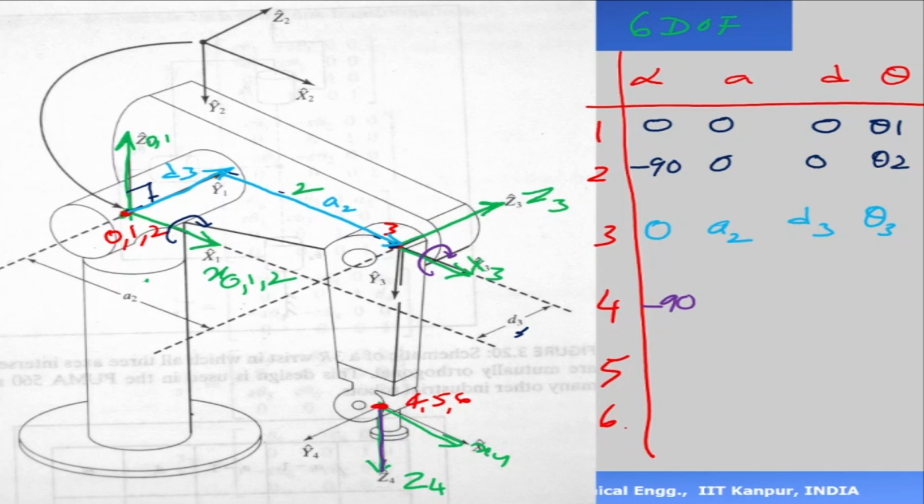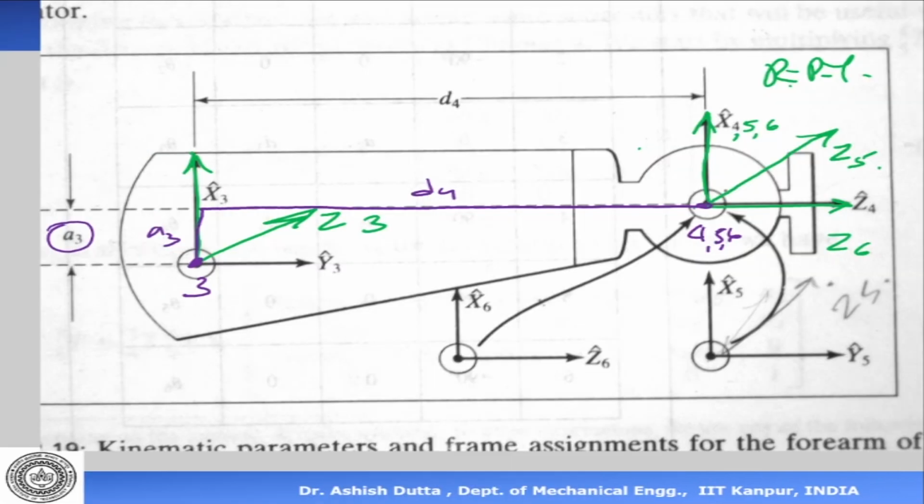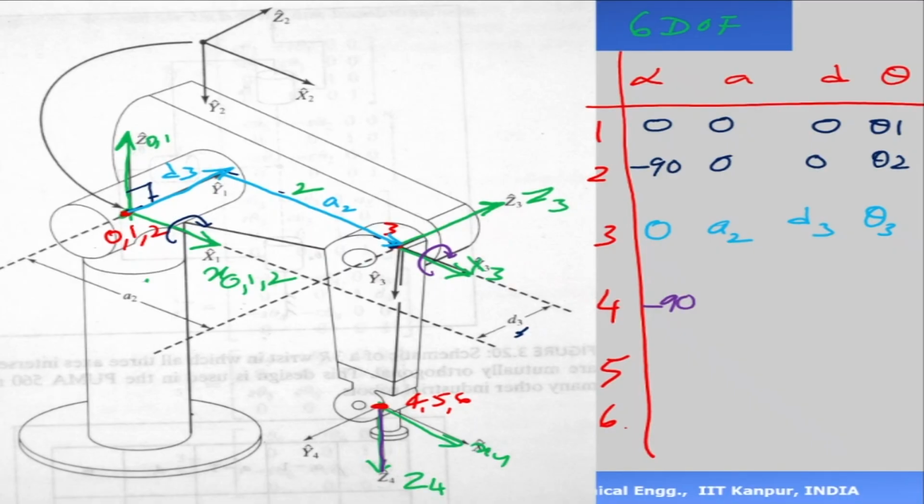Well, now a3, what are the distances here? The distance between the z-axis z3 and z4 is a3. That is my link length a. And then there is d, which is the offset distance between x3 and x4. So that's my d4. So what will happen to this table? It will be a3 here, d4, and theta 4 is the angle.